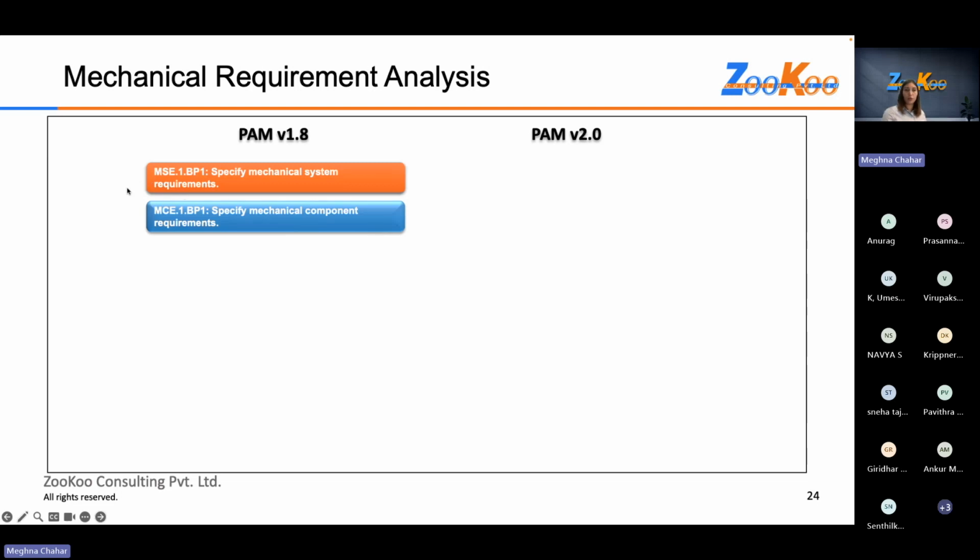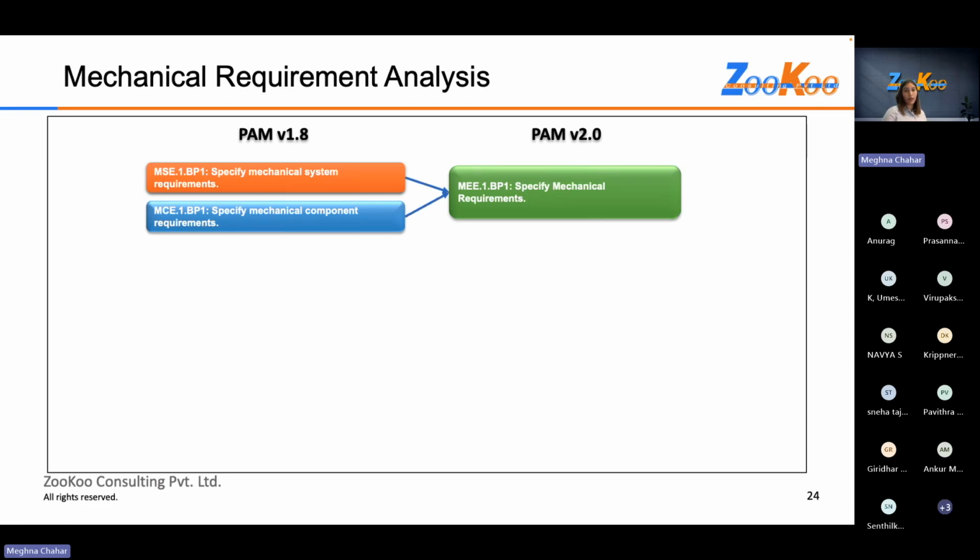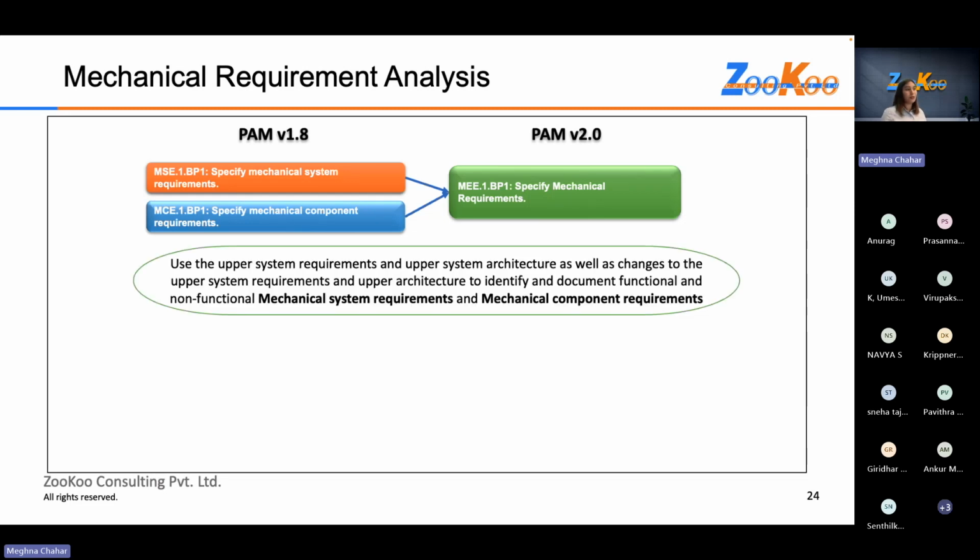Okay, now here I have used the same colors just so that it's clear. It's coming from which process. So the first color is from the mechanical system requirement process and the mechanical component requirement process. And then we had the base practice for specifying the requirements. Same thing is being copied here, and they have combined these two base practices to come up with one: specify mechanical requirements. So what interestingly they did, they just removed the words system or component.